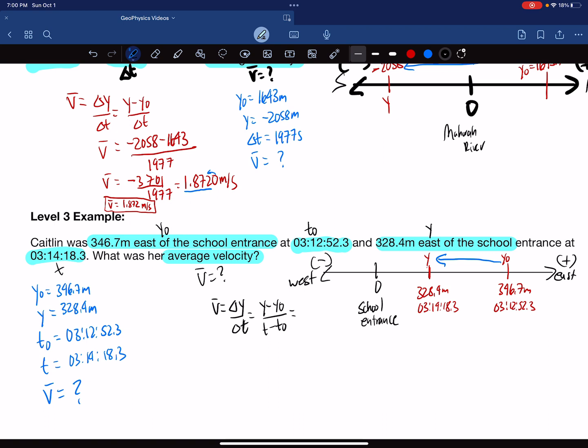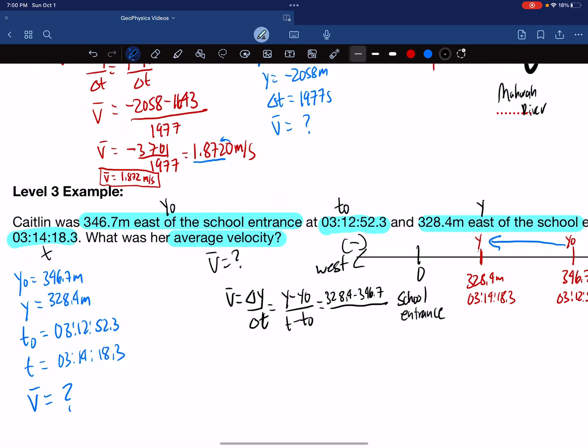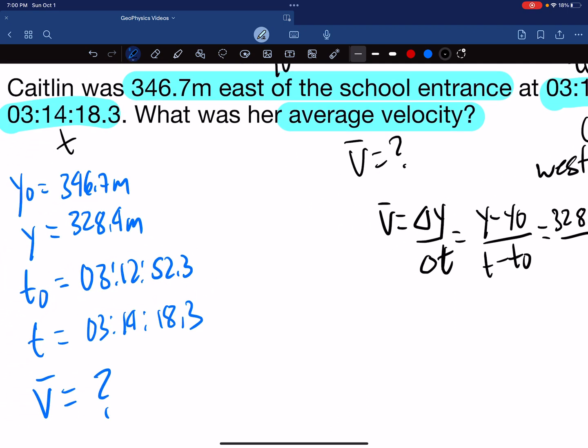So y is 328.4, and y naught is 346.7. And our final t, well, this is where we've got to look at these numbers more closely because we recognize this is hours and minutes and seconds, and we even have decimals of seconds. And of course, we might notice then that the hours are the same, but the minutes are different. So this is another case where we have to convert minutes and seconds into seconds.